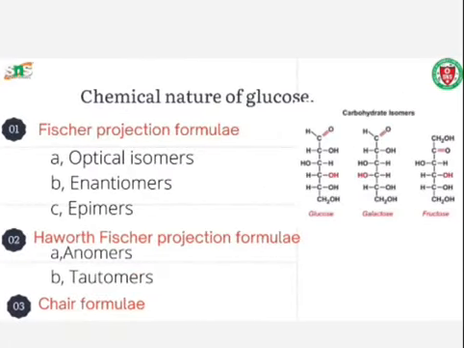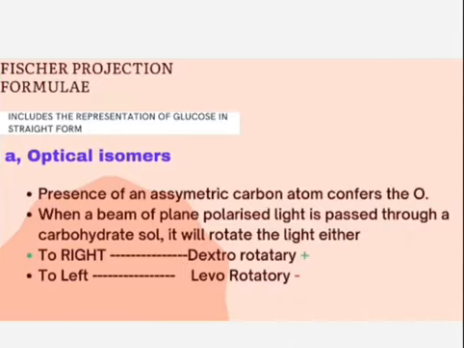Coming deeper into the chemical nature of glucose, it can be expressed in different forms: Fischer projection formula, Haworth projection formula and chair formula. First, the Fischer projection formula is the representation of glucose in straight chain form. So it can show optical isomers. Optical isomers means when a beam of plane polarized light is passed through a carbohydrate solution, it will rotate the light either to the right side or to the left side.